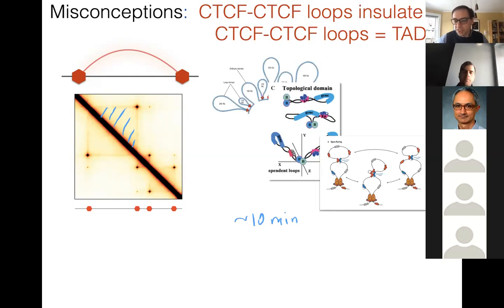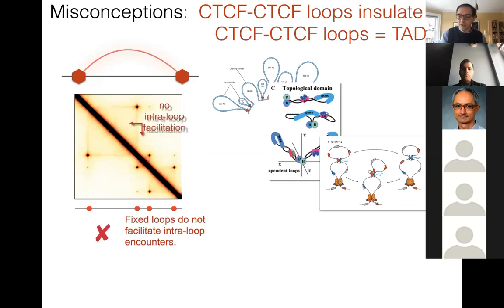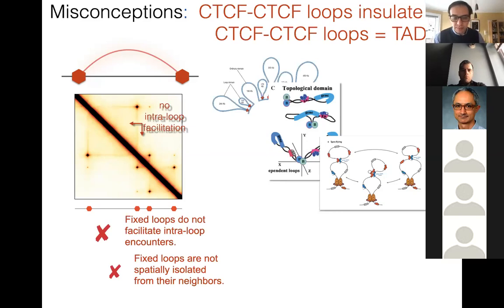So as long as this is happening, cohesin loads and creates these tracks in individual cells. And these tracks in individual cells fill the interior of a TAD. So that's the basic idea. So these are not fixed loops. Fixed loops provide no facilitation within a loop and no insulation of neighboring loops from each other.